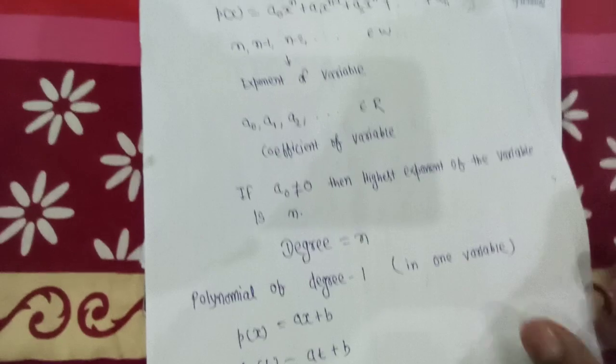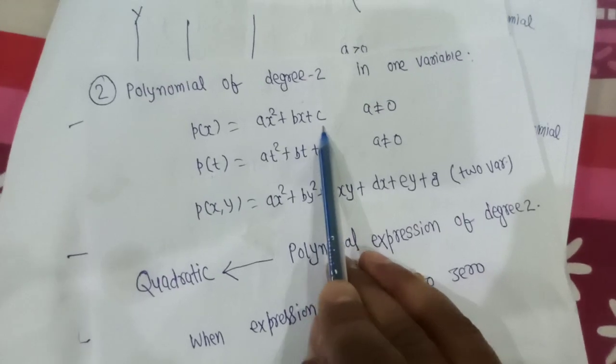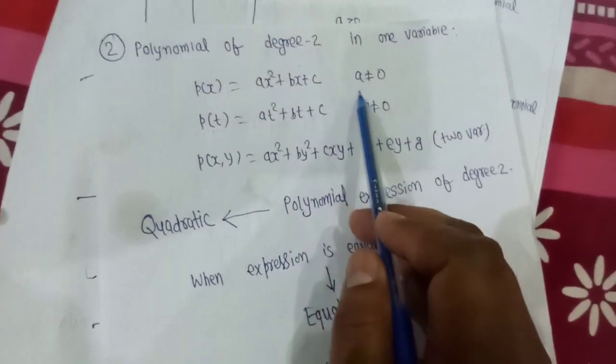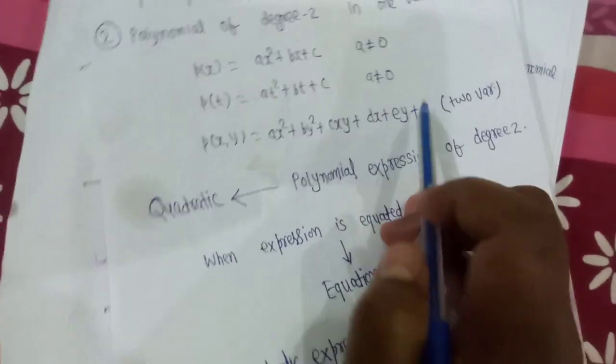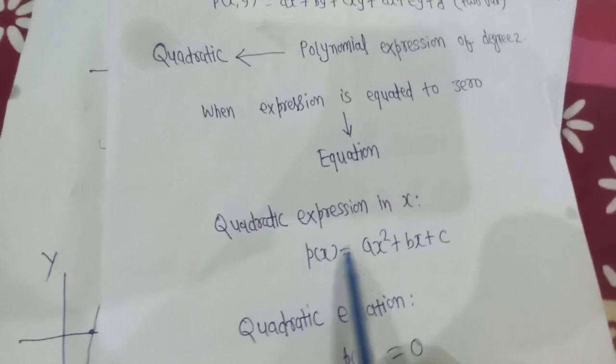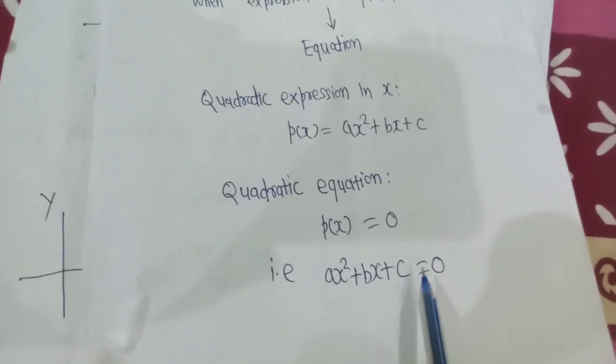So in general, a quadratic equation will look like this: ax square plus bx plus c, where a is not equal to 0. This is the quadratic expression, and when the expression is equated to 0, this will become a quadratic equation.